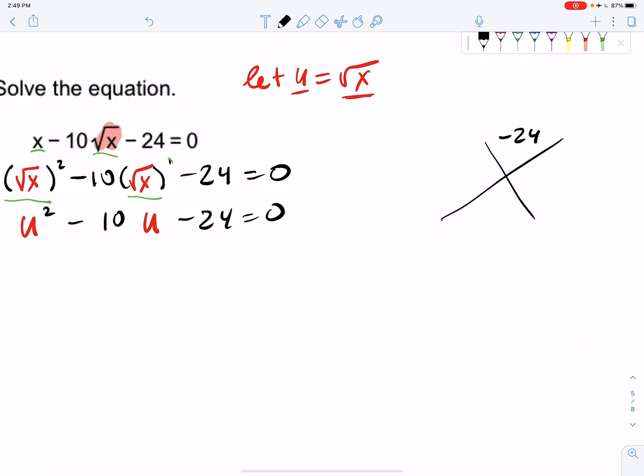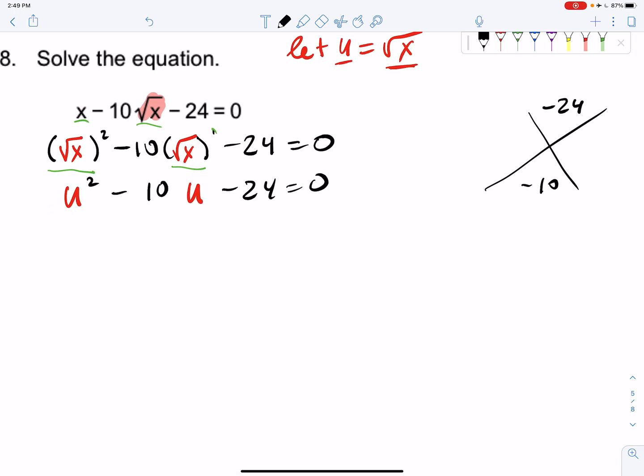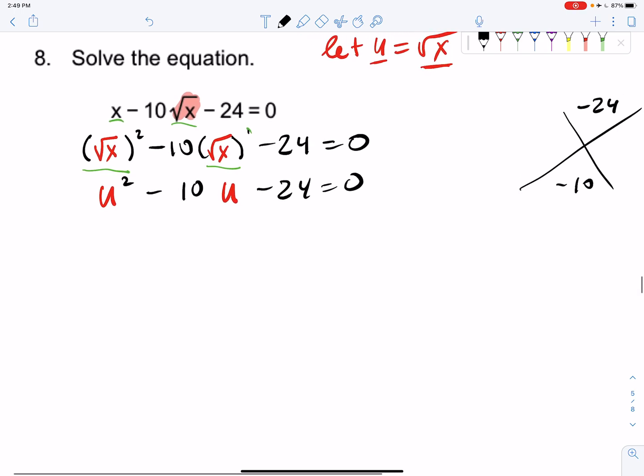What two numbers multiply to negative 24 and add to negative 10? Well, I think that's going to be what? Negative 6 times, no, that's not it. Got all excited there. Okay, anyhow, I'm getting a little distracted here.